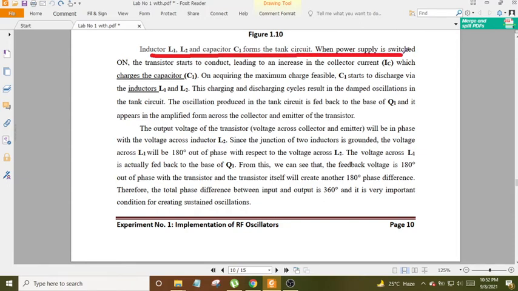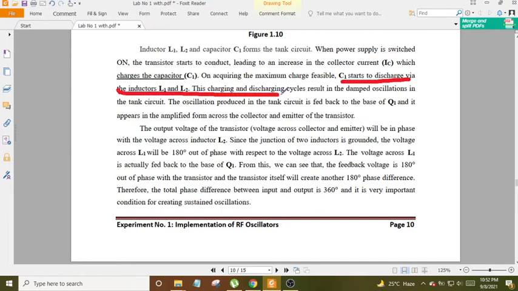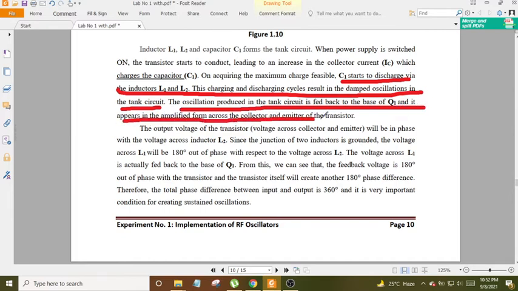When the power supply is switched on, the transistor starts to conduct, leading to an increase in the collector current, IC, which charges the capacitor C1. On acquiring the maximum charge feasible, C1 starts to discharge via the inductors L1 and L2. This charging and discharging cycle results in damped oscillations in the tank circuit. The oscillation produced in the tank circuit is fed back to the base of Q1 and appears in amplified form across the collector and emitter of the transistor, the output voltage of the transistor.